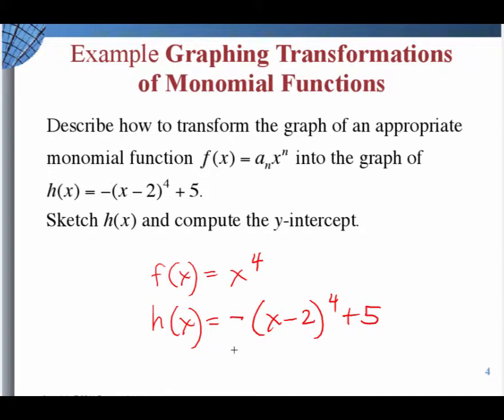So there are some interesting things that happen to the parent function here. We have this negative sign in front of our quantity. We're subtracting 2 from x inside the quantity, and then outside the quantity we're adding 5. Those are three things that are going to do something to the graph of the parent function x to the fourth, and we need to know what each one of those is. Words like translation, reflection, compression, or stretch describe the types of things these particular values are going to do to our graph.